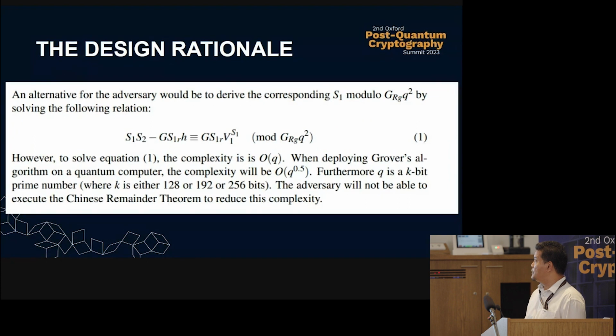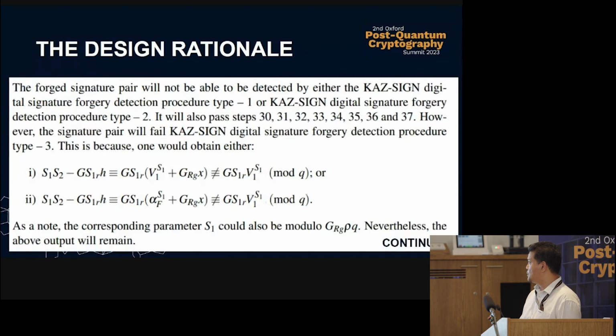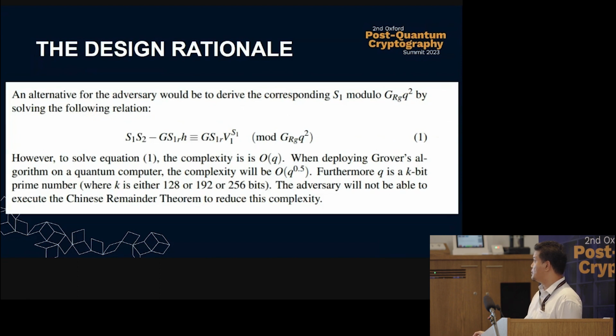Okay, an alternative for the adversary: as you can see, the adversary would like to have this relation to hold. So the adversary would want to have his own parameter S1 such that the equation will hold. So this is the equation that the adversary would want to happen. However, to solve equation 1, the complexity is O(Q). So when deploying Grover's algorithm, it's Q to the power 0.5. And since Q is a prime, whether it's 128 or 256, the adversary will not be able to execute the Chinese remainder theorem to reduce the complexity.